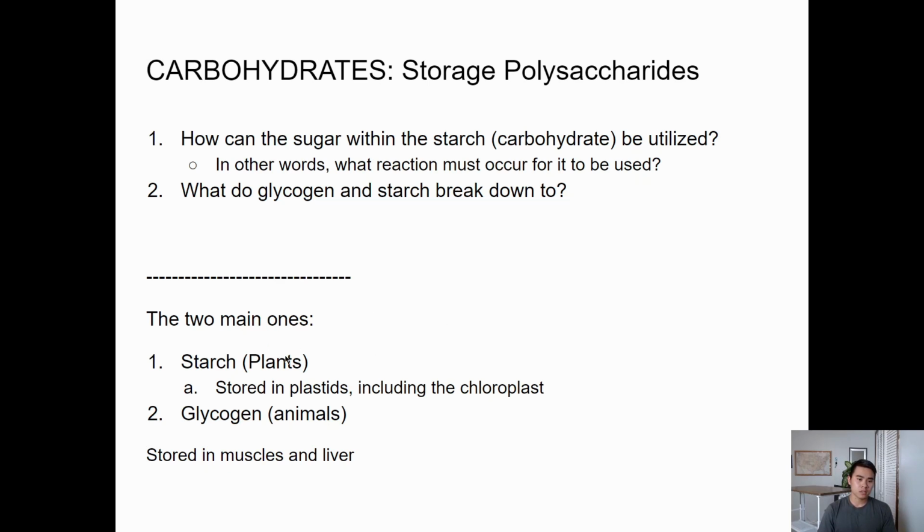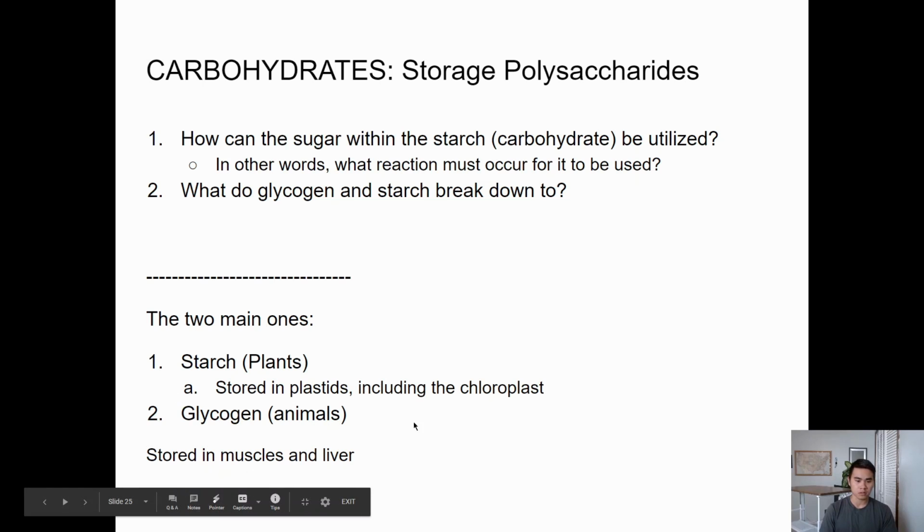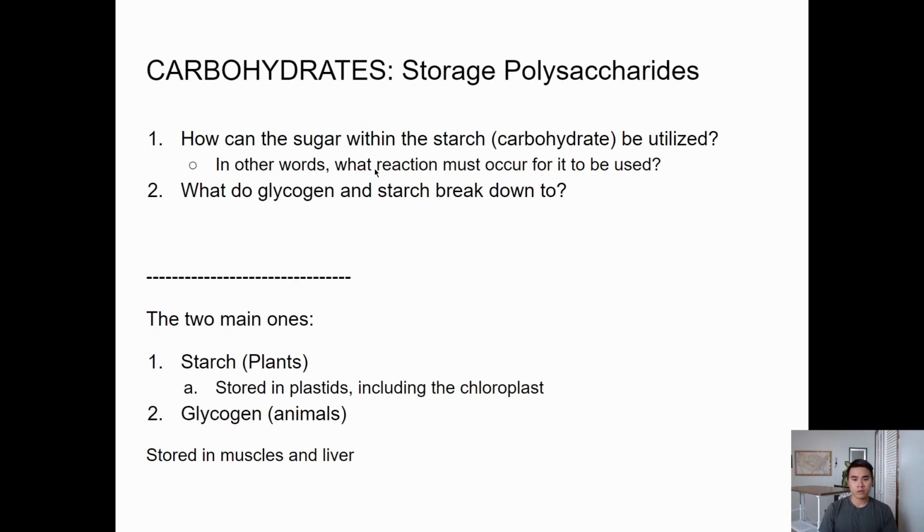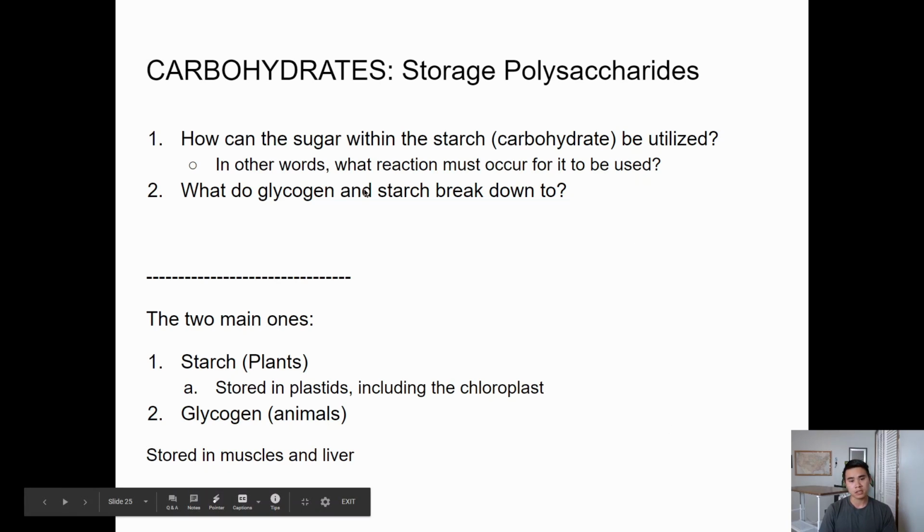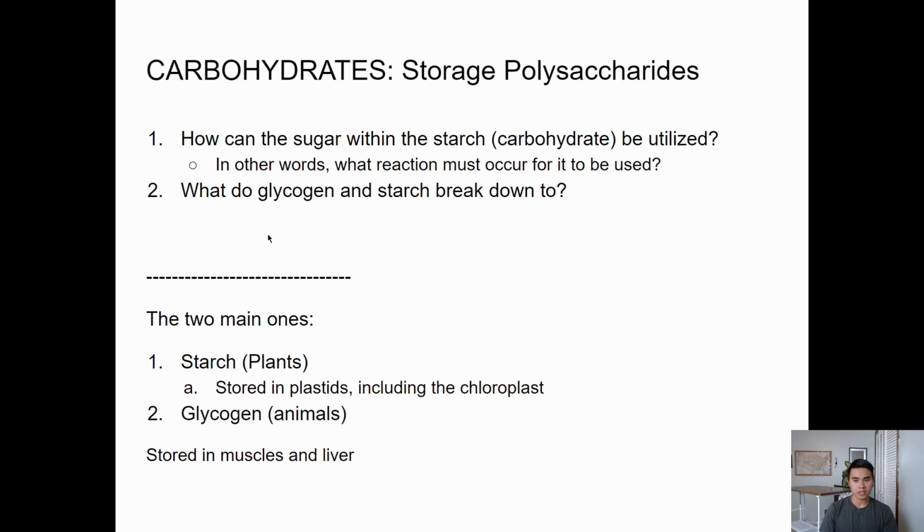And there's two main ones. The first one is starch, found in plants, stored in plastids, including chloroplasts. Glycogen is found in animals, and that one's stored in muscles and liver cells. Okay, and to answer your questions, the reaction that must occur is hydrolysis. And it breaks down into glucose, because that is the specific monomer or monosaccharide that it breaks down to. If you just say monosaccharide, you would be technically incorrect because it's looking for something more specific. There are different types of monosaccharides.